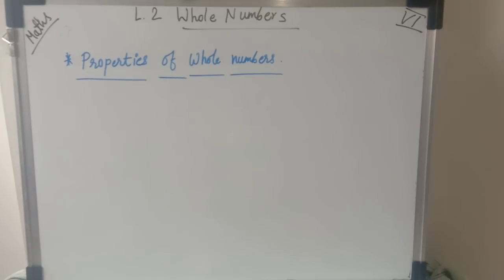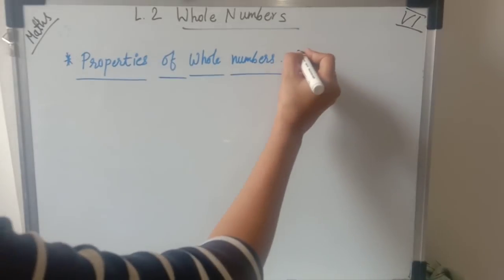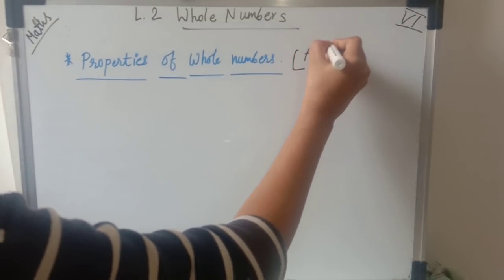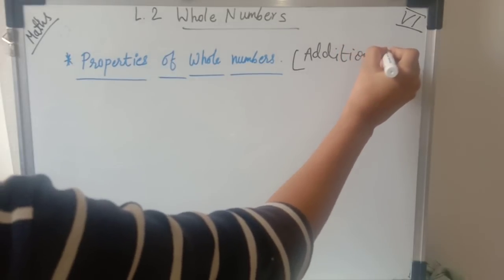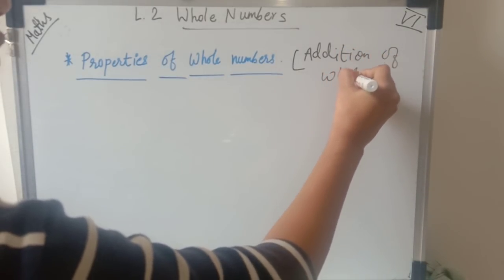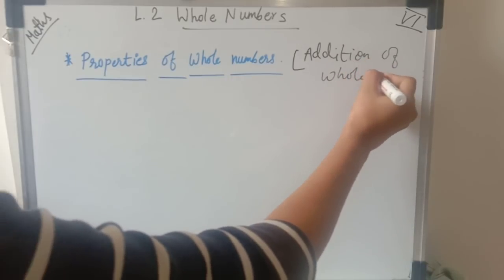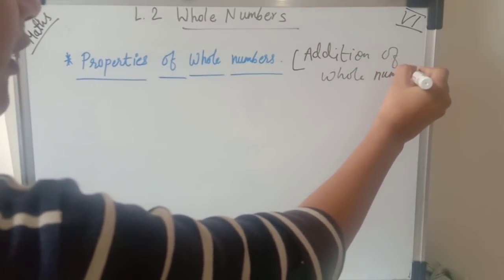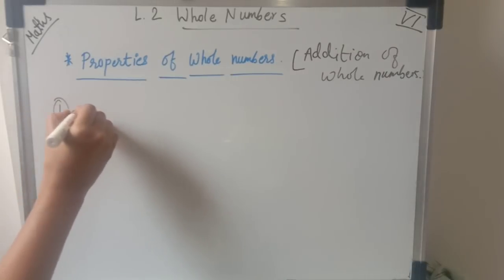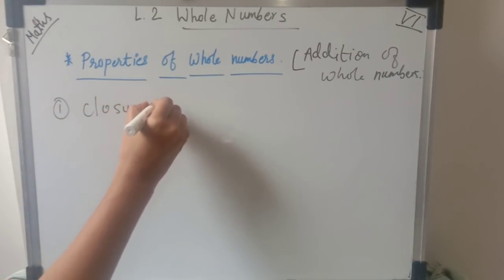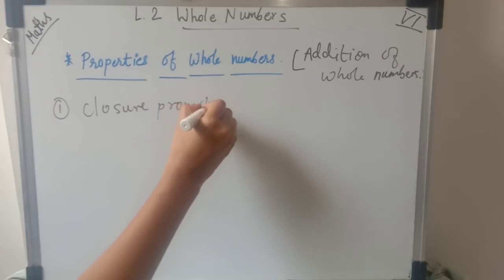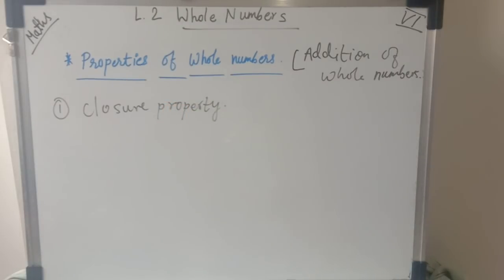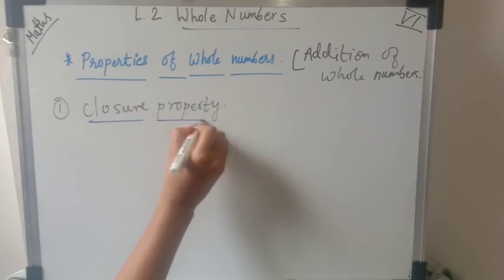So here we are seeing the properties for addition of whole numbers. First we have seen the closure property. In this we have seen that if we are adding any two whole numbers, whatever the sum comes, that is also a whole number. So what does closure property mean?